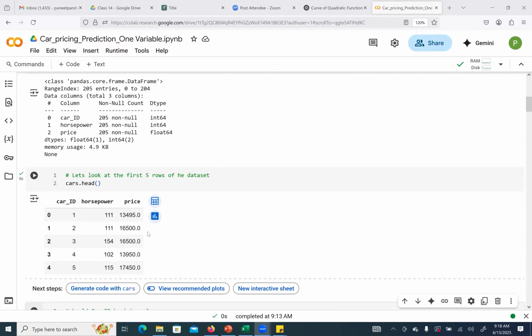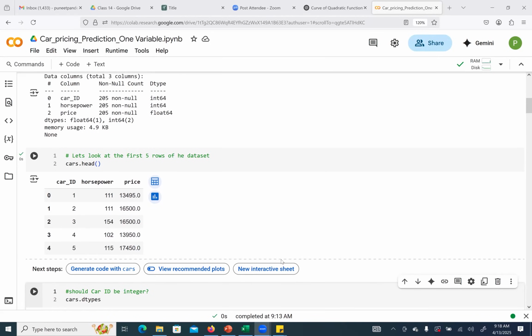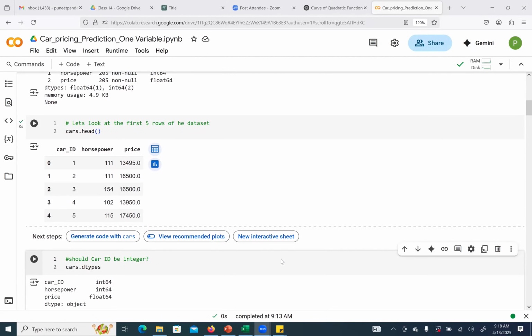Now, in general, what I expect is that as your horsepower increases, the price of the car will also increase. Make sense? When the horsepower of the car increases, most probably the price of the car will also increase. The bigger and more powerful the engine is, the more the price of the car is going to be.